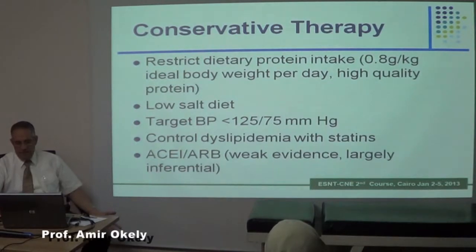Start with conservative treatment: restriction of protein diet and blood pressure control. Our target in cases of membranous nephropathy is 125/75. Control dyslipidemia with a statin, which is mandatory, and ACE inhibitors or ARBs.